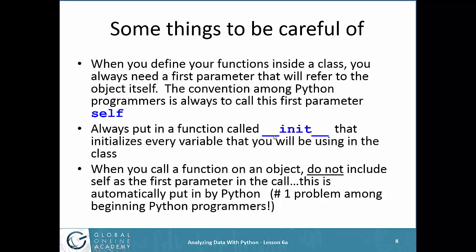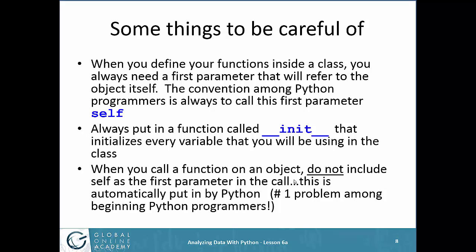Always put in a function called underscore underscore init underscore underscore. That initializes every variable that you'll be using in the class. This gets called automatically. You never do anything that says call the init function. But when we said Harker equals school parenthesis and passed it some parameters, that executed the init function.